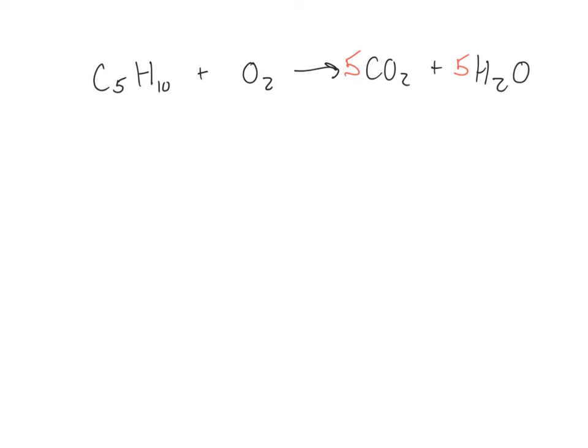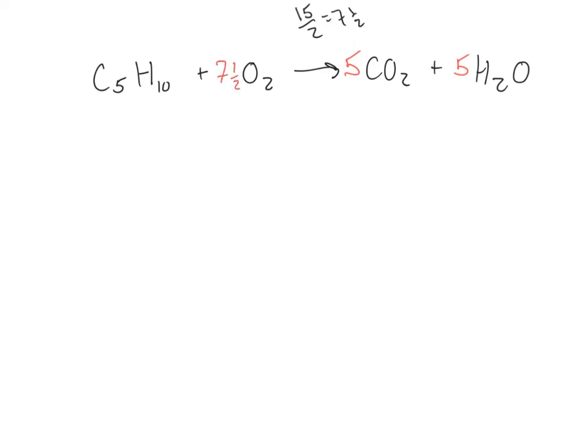And now finally we move to our oxygens. And we see that we have 10 oxygens here and 5 in water for a total of 15 oxygens in our product side. Now, since oxygen is existing as O2 in our reactant side, that means that what we really want to put on our reactant side is 15 halves, or 7.5 oxygens. Now, we know that we can't really have half of an oxygen molecule, but we're going to go ahead and put that there just for now as a placeholder.